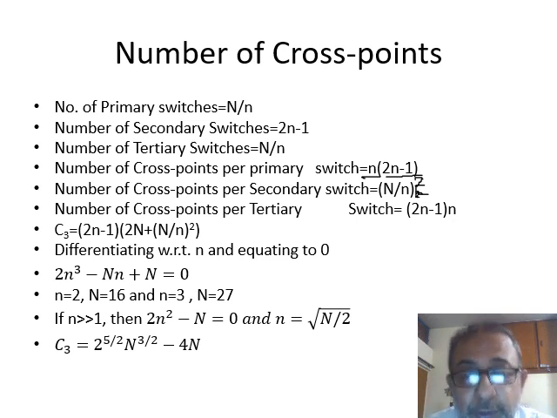If we put this value, under root N over 2, in the above equation for C3 that I am mentioning here, which was 2n minus 1 into 2n plus capital N over small n squared, we put under root N over 2 in place of small n. We get the value of C3 equal to 2 raised to power 5 by 2 N raised to power 3 by 2 minus 4N.